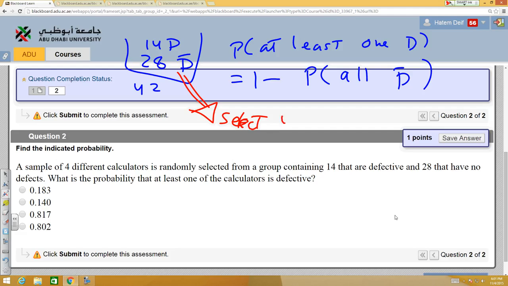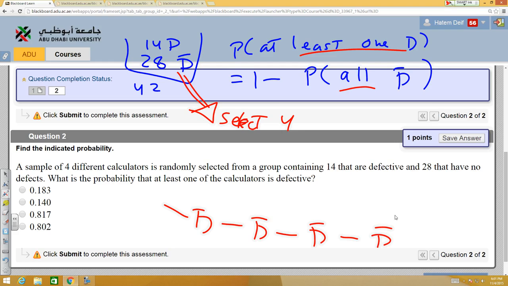I'm saying at least 1 from the 4. So the all here means what? All of the 4. Yeah, all of the 4 to be good, not defective. So multiply all of them, all of the 4. That means the first one not defective, the second one not defective, the third one not defective, and the fourth one not defective. Of course we had the option of defective, but we're not going to look at that because we want D bar, D bar, D bar, D bar.